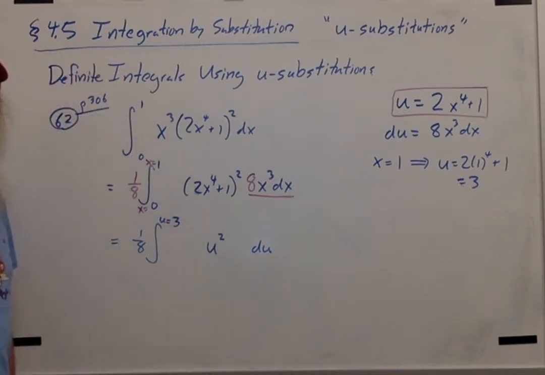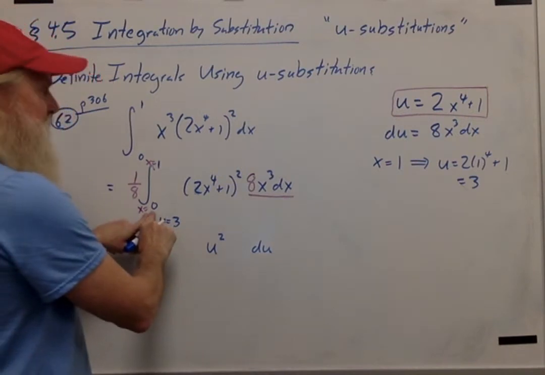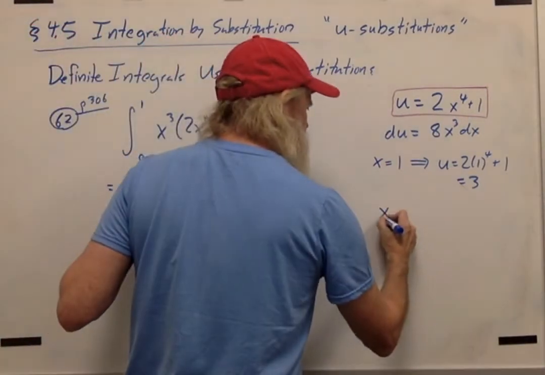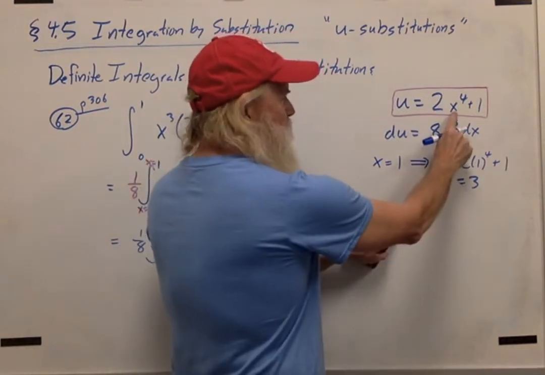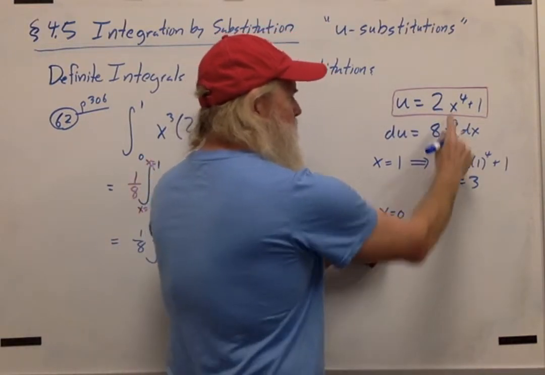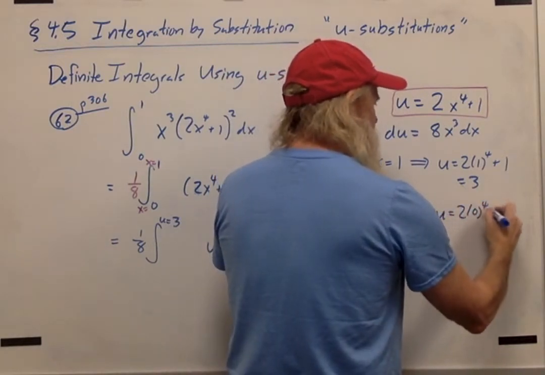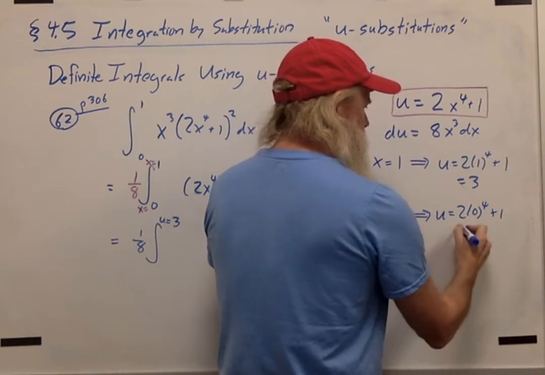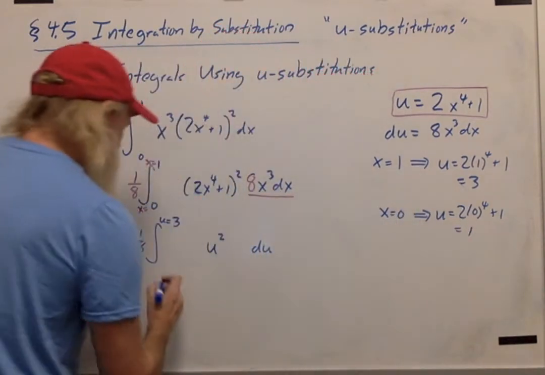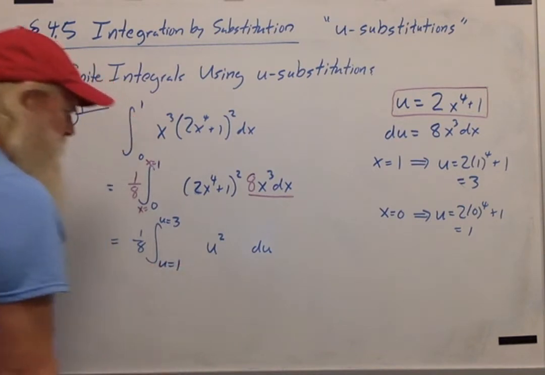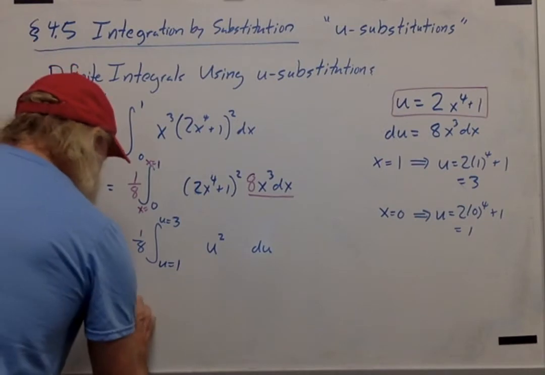is u equals 3. For the lower bound, for the x's, x equals 0. And if I substitute x equal to 0 into my substitution, I get that u is 2 times 0 to the fourth plus 1, which is 1. So when x equals 0, u equals 1. So my lower bound for u is 1. Now we're ready to proceed.